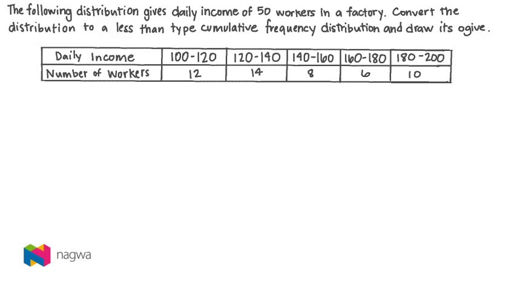The following distribution gives daily income of 50 workers in a factory. Convert the distribution to a less than type cumulative frequency distribution, then draw its ogive. A less than type of cumulative frequency means that we want to take our class boundaries, in this case, the daily income, and look at the number of workers who earned that amount or less.